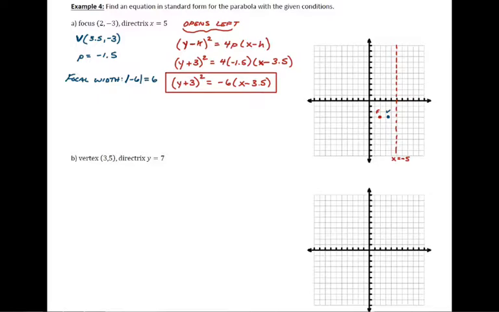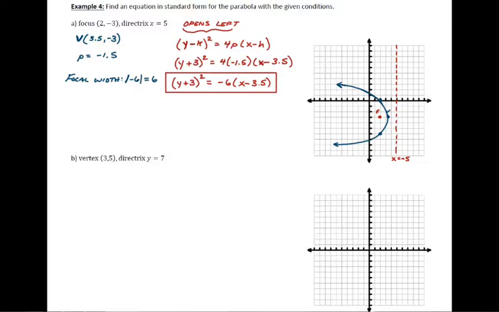So my graph is going to be 6 units wide at the focus, so that's 3 units above and 3 units below the focus. And again, if I connected those 2 points I just plotted with the vertex, it would give me a parabola that opens left, and the focus again is inside the parabola, the directrix is outside the parabola, and all that information that was given is visible on the graph there.